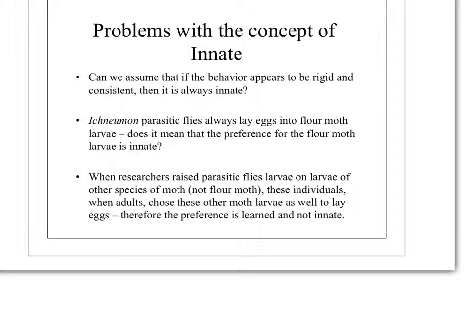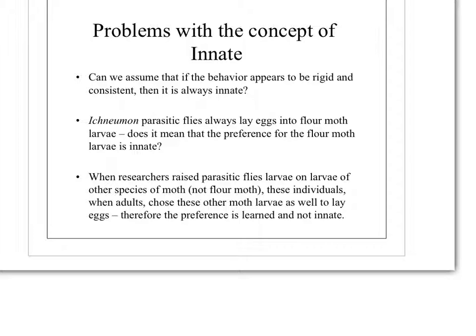So when researchers looked at parasitic fly larvae of other species, not a flower moth, these individuals, when adults, chose the other moth larvae as well to lay eggs on. They did it on both. So it looked like this preference is learned but not innate.